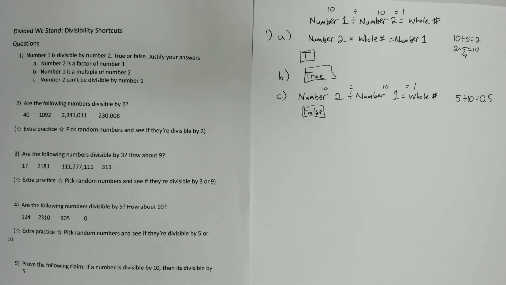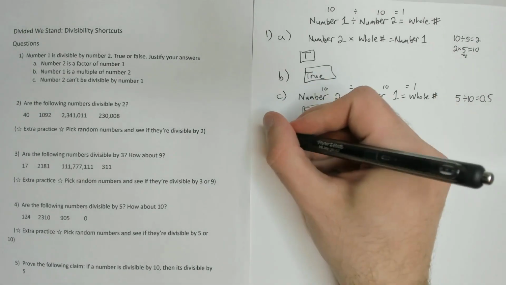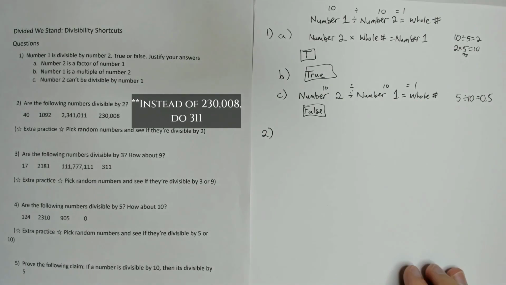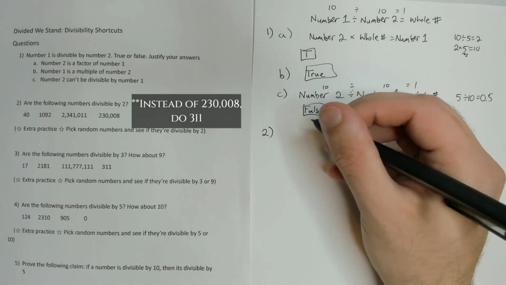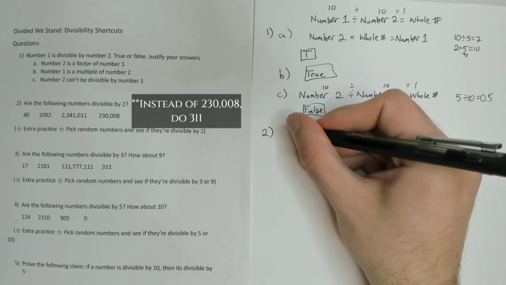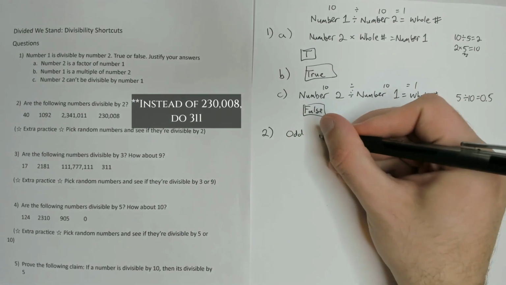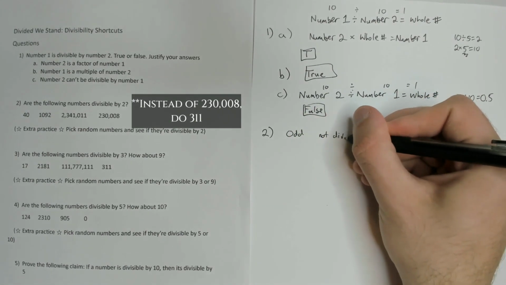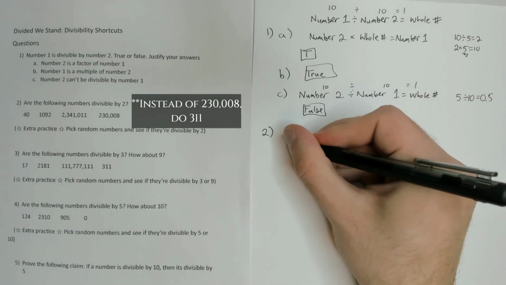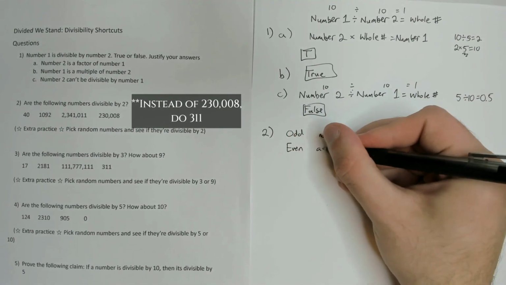All right, so let's go on to part 2. Are the following numbers divisible by 2? All right, so we have several numbers here, and we want to see if they're divisible by 2. So let's recall what the test was to be divisible by 2. Well, it was odd numbers are not divisible by 2, and even numbers are divisible by 2.